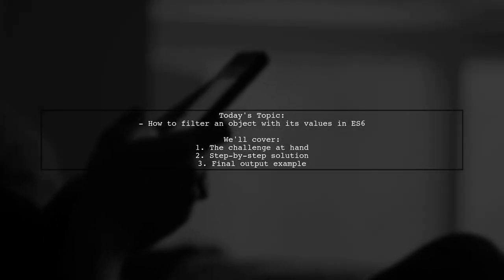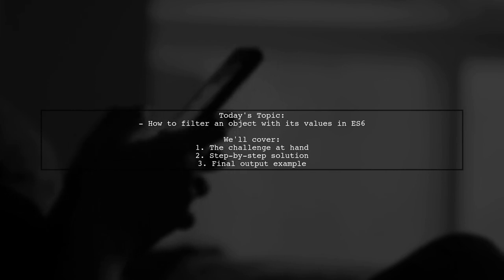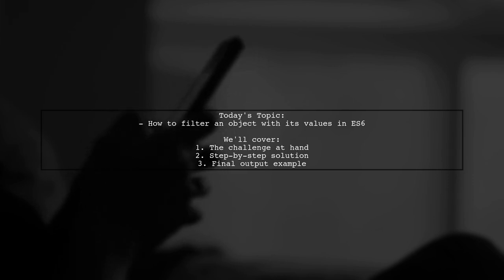Today we're tackling a question that many JavaScript developers encounter. Our viewer asks, how to filter an object with its values in ES6? Let's break it down together.